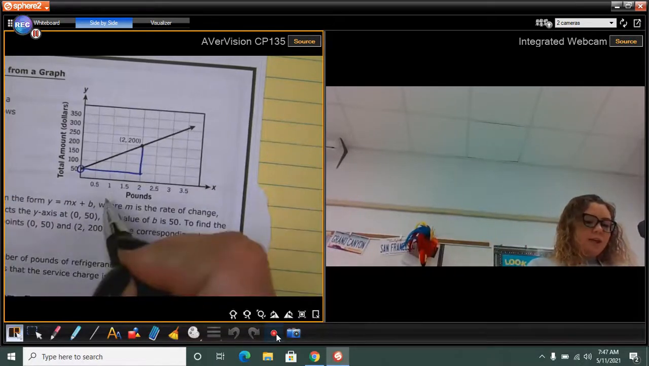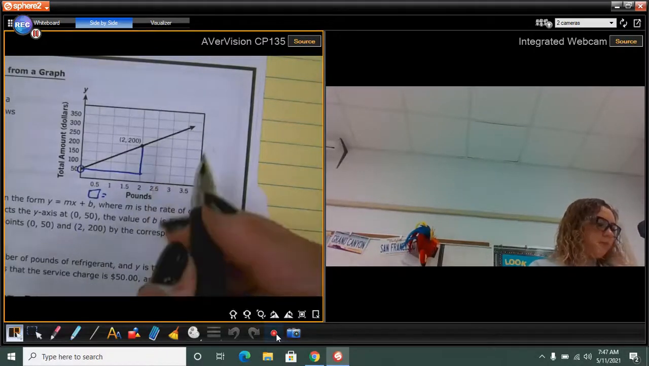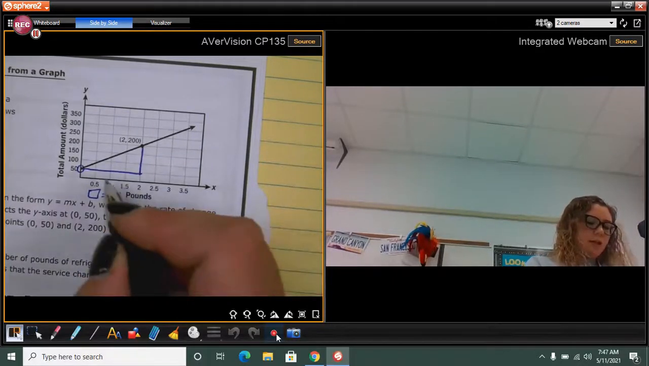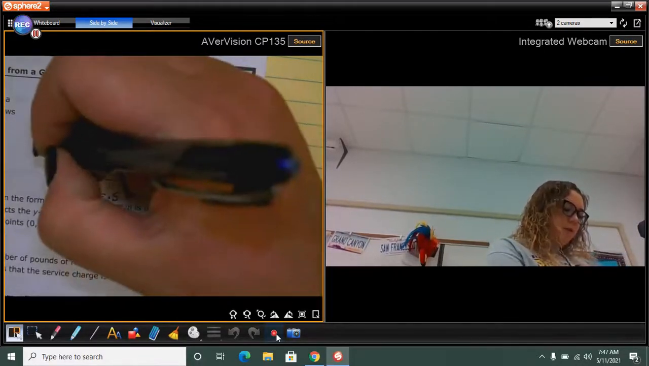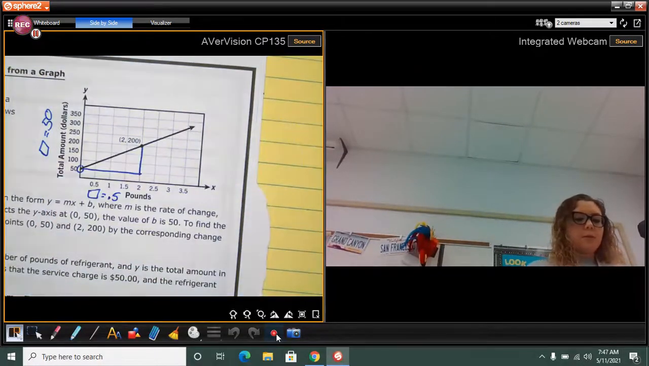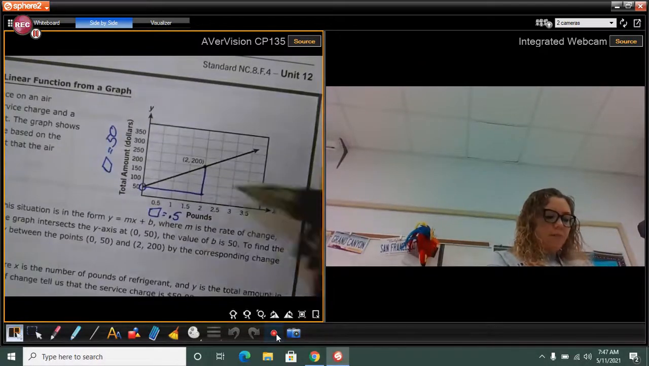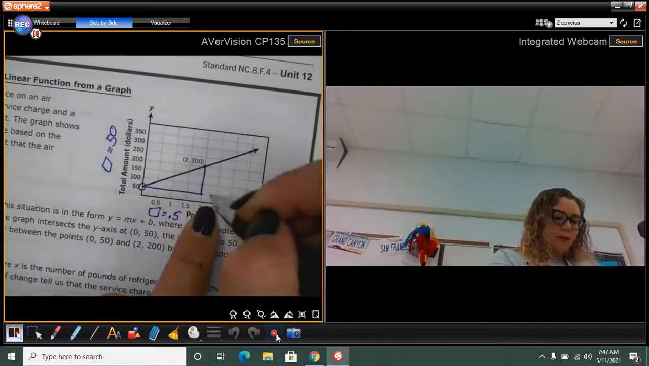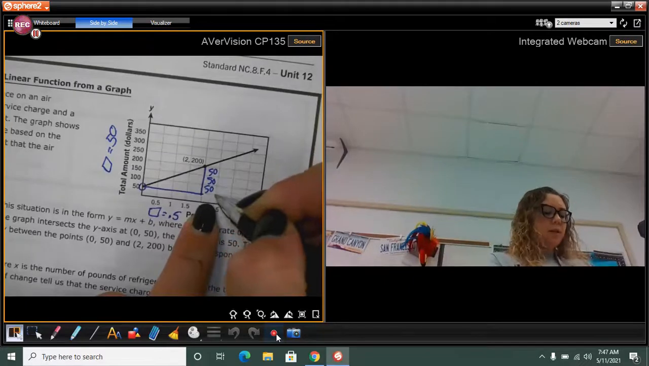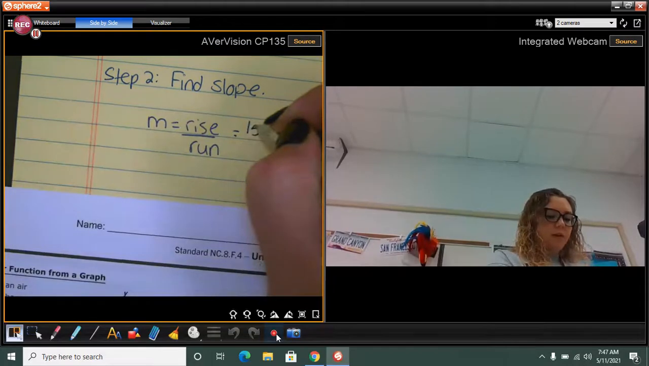Okay? So down here, what am I counting by? 0.5. And then up here, I'm counting by what? 50s. So first thing is, what would be my rise? We'll have 1, 2, 3 blocks, but each block equals 50. So 50 plus 50 is 100, plus another 50 is 150. So my rise is going to be 150.